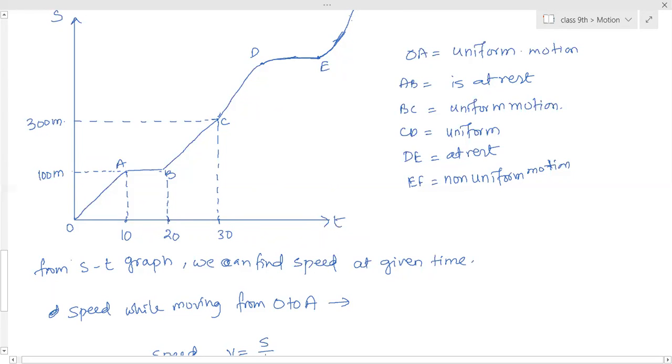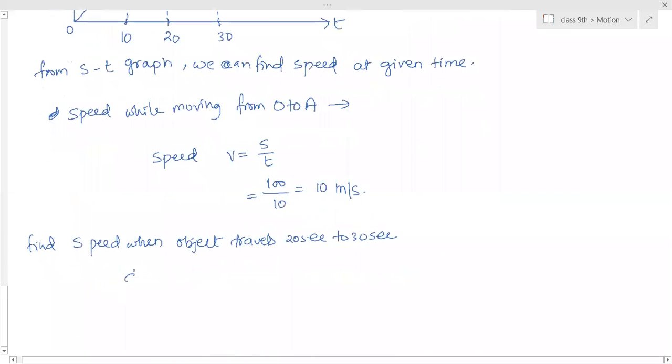In this duration, 20 to 30 seconds, how much distance has the object covered? At point B the distance covered is 100 meters, and when it reached C the total distance covered is 300 meters. So the distance covered from B to C is 300 minus 100, that is 200 meters.